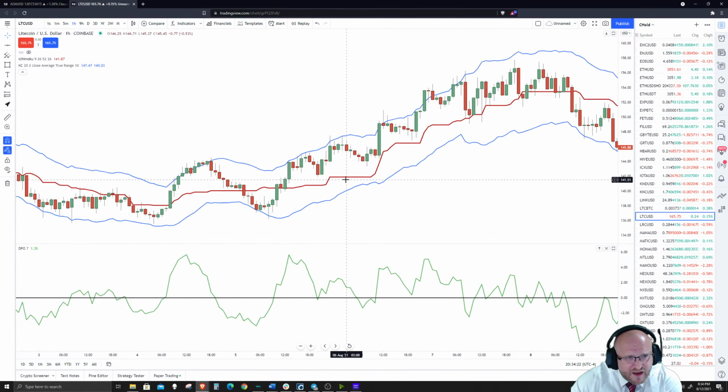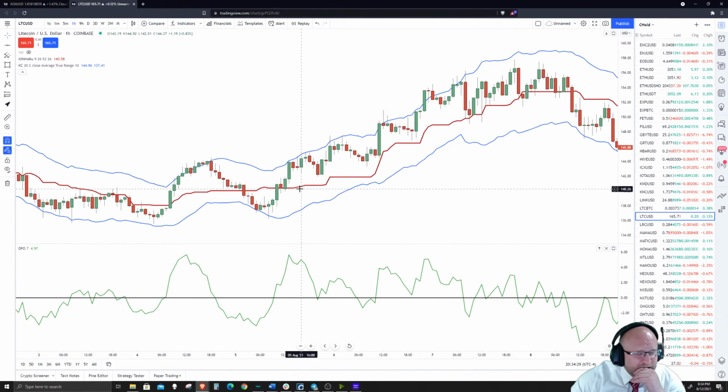Using the Kijun-sen on an hourly chart, maybe not so bad. On a 5-minute chart, you get whips out all over the place. But yeah, that's how you can do it.